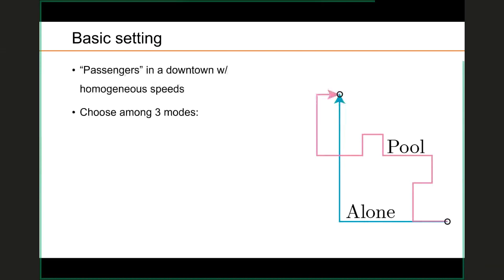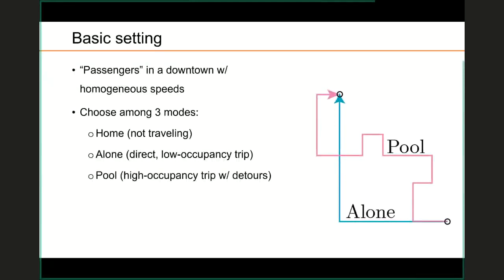People choose among three modes for their trips. The first is home, which is very vaguely defined as just not traveling, at least in a way that contributes to congestion. So the model is a bit more expansive than it seems from the terminology. If I were to get on the subway instead of taking one of the other two modes, then it would count as home. It's just an outside option. The second is alone, a direct low occupancy trip, so just like regular Uber or regular Lyft. The third mode is pool, a high occupancy trip that involves detours.